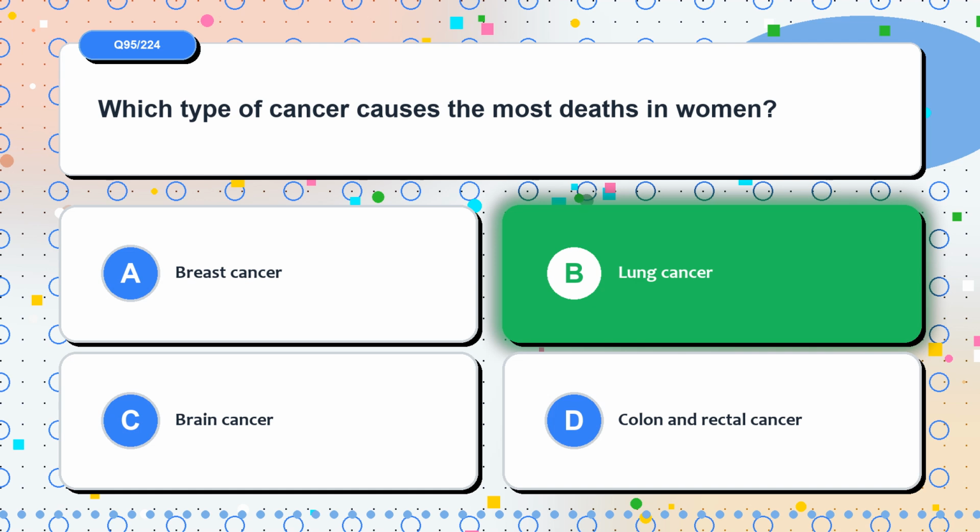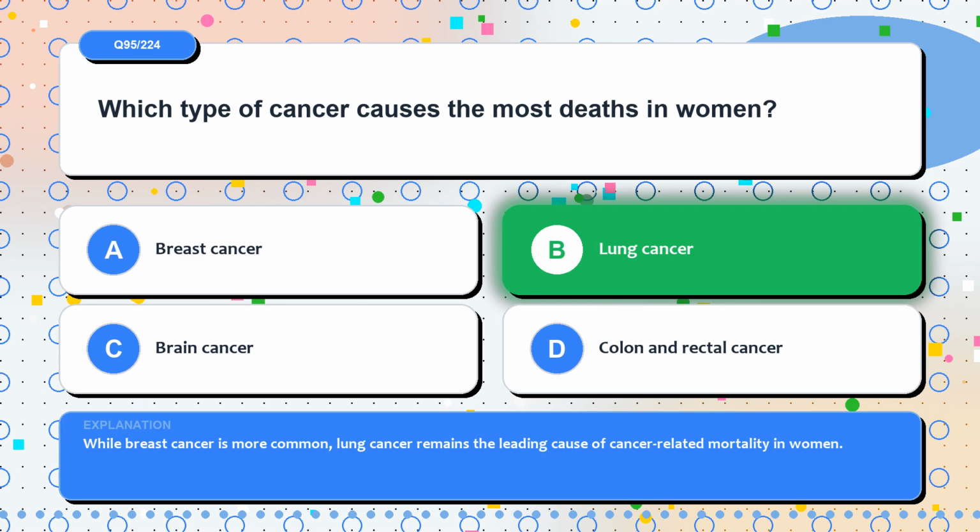The correct answer is option B. Lung cancer. While breast cancer is more common, lung cancer remains the leading cause of cancer-related mortality in women.